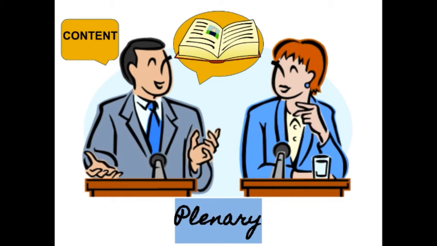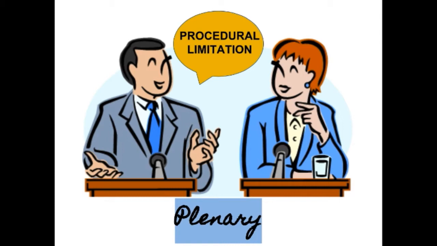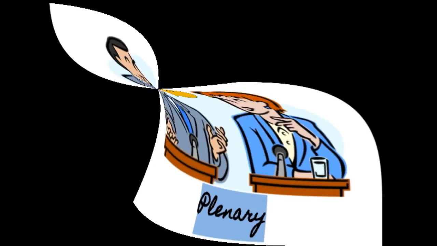Meanwhile, when we say procedural limitation, this refers to a limitation in the manner or procedure by which the law is passed, which is why it's called procedural limitation, because it relates to the procedure. For example, a bill must generally be approved by the President before it becomes a law.